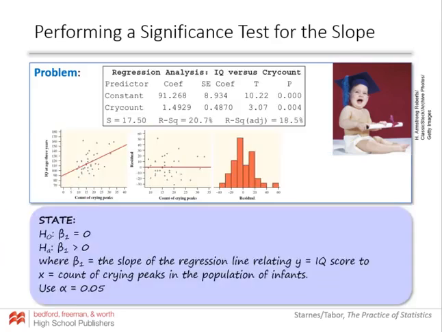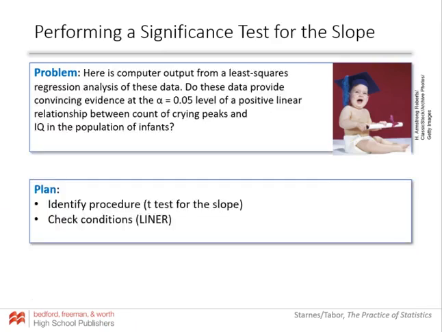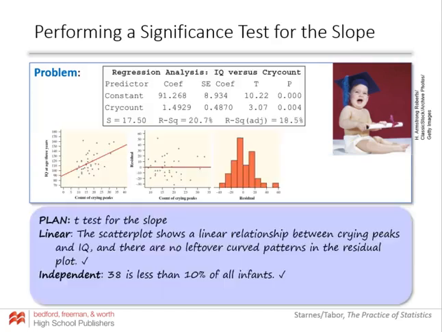So in this case, our null hypothesis is that the slope is 0, and then our alternative is that it is greater than 0, because that's what we're testing. Is it a positive relationship? And we're defining that slope and y and x just like we did with our confidence interval, and identifying our level of significance. Plan, it's going to be the same thing. Our procedure is a t-test for the slope, and then our conditions are that LINER acronym again.